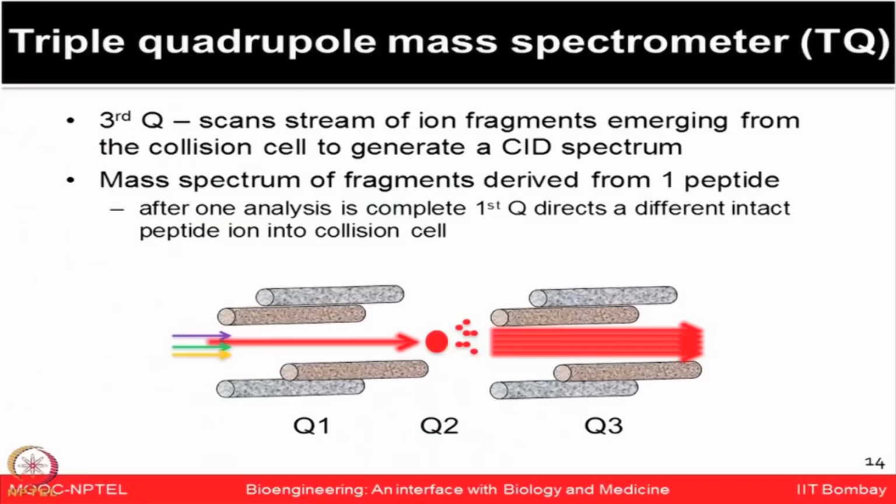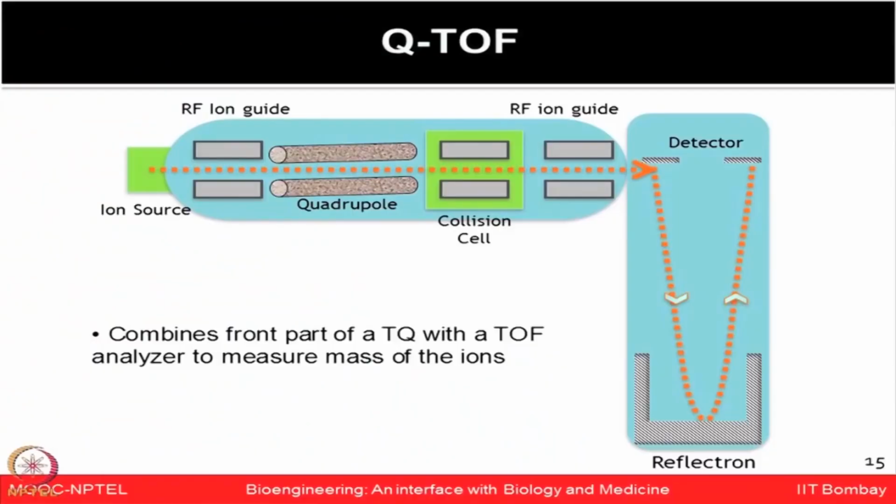That selected ion is now going to get further fragmented in the collision cell, where you are using collision induced dissociation based on inert gases like argon. And then in the third quadrupole, you are scanning the stream of these ion fragments which is emerging from the collision cell, which generates the CID spectrum. So, therefore, by utilizing these properties of mass analyzers, different types of mass spectrometry configurations have come forward. Now, I have shown you this mass spec, which is QTOF or quadrupole time of flight. It utilizes two different mass analyzers. The first one is the quadrupole and the second one is the time of flight.